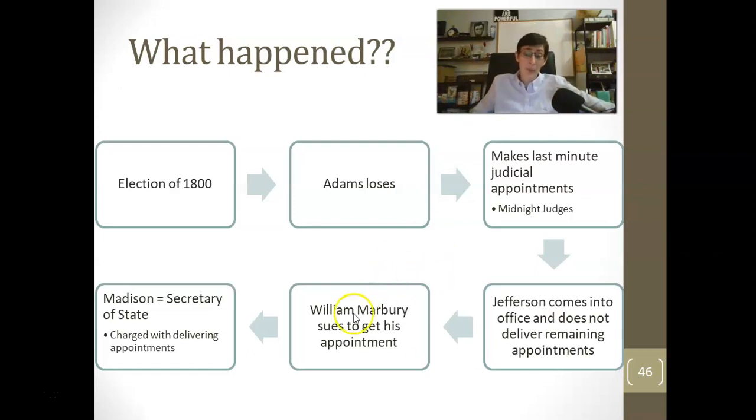Marbury, however, this guy, William Marbury, finds out that he was supposed to get an appointment, didn't get it. And he's like, that sucks. I'm not here for that. So he's going to sue Madison because technically it's Madison's job to deliver the appointment. Hence, Marbury v. Madison. He sues to get his appointment.